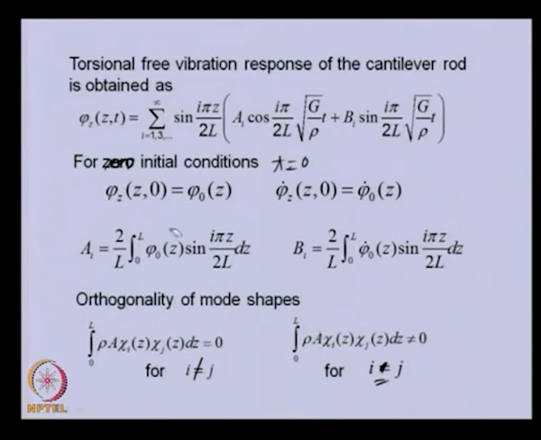So, you can see for different initial conditions we can get these constants, and the free vibration can be described. We have analyzed the torsional vibration. The analysis for the axial vibration of a continuous system is exactly similar to the torsional vibration. Only thing is some of the variables we need to interchange.